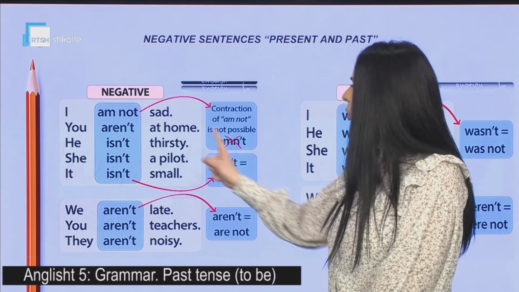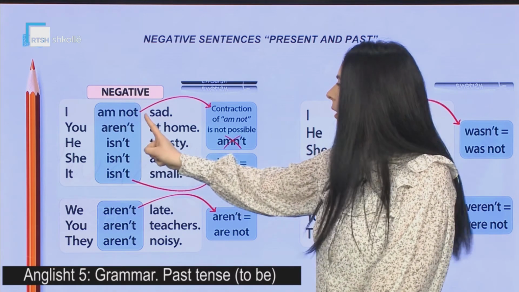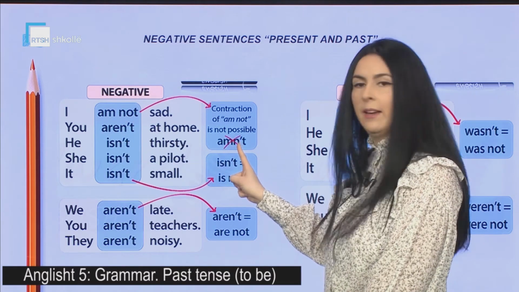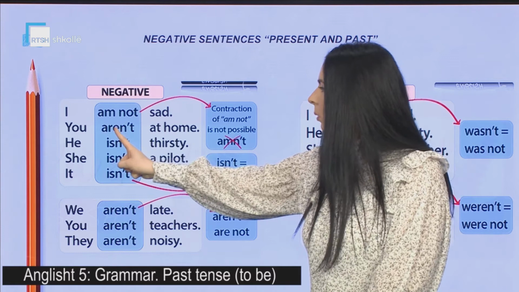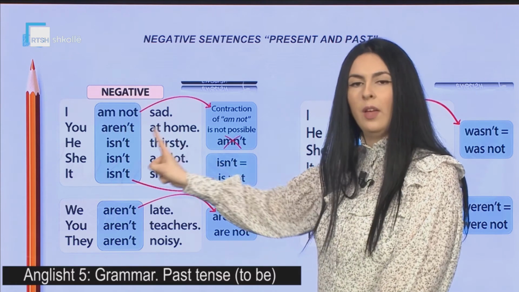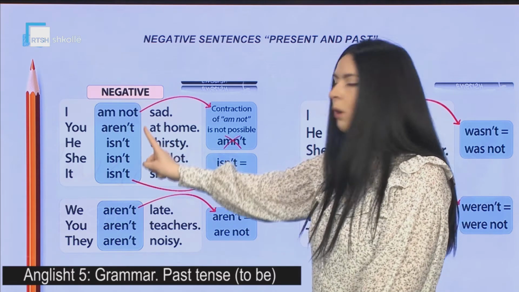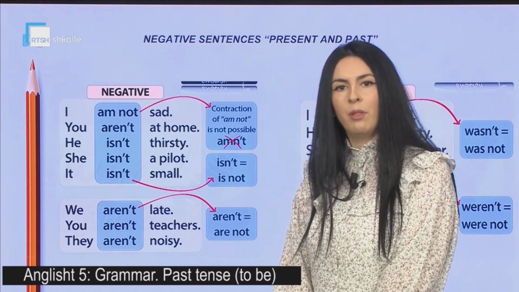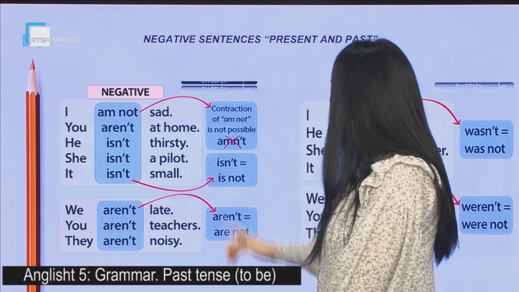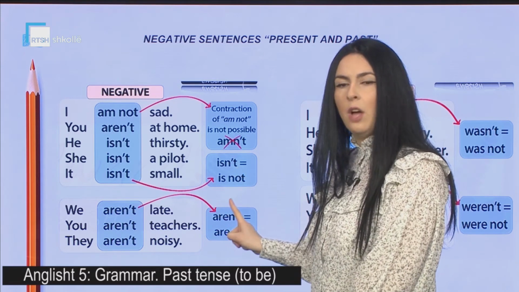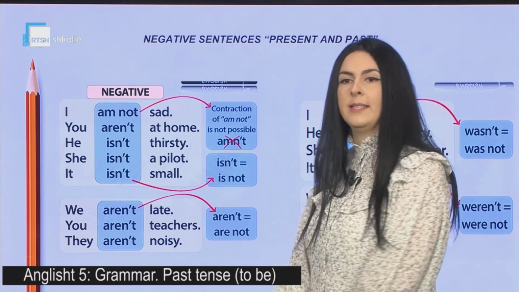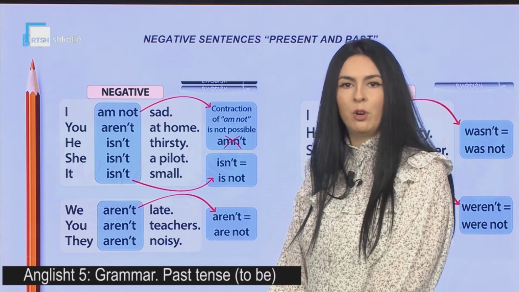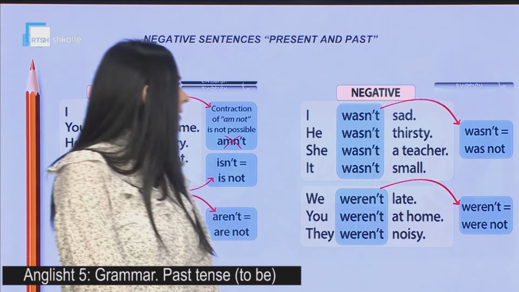Be careful. You cannot contract the verb and not for the first person singular. It is a mistake. We can contract only the verb are with not and is with not. So, for all the other subjects, we can contract the verb and the negative particle. So, isn't is is not, and aren't is are not. Let's see the other half of the verb in the past simple tense.